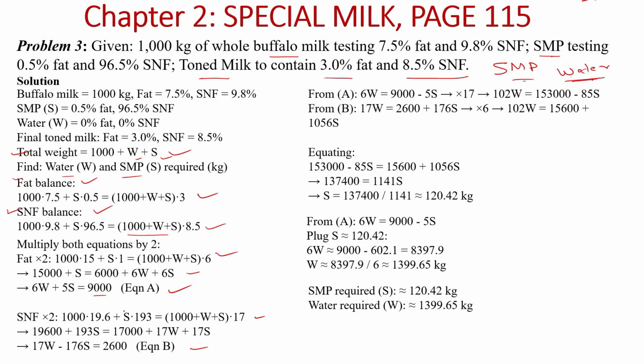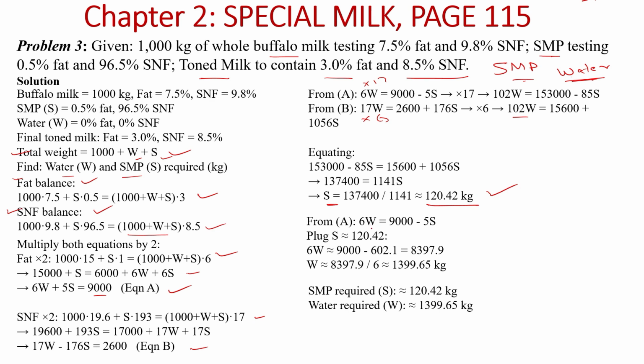Now we have two equations, so we have to eliminate one variable. Here we are eliminating W first. 6W is coming as 9000 minus 5S. To eliminate, we multiply this equation by 17 and this equation by 6. In this way we will have 102W equal to this much, and 102W here equal to 15,600 plus 1056S. Since these two are equal, if we equate them we get the S value, that is, the amount of SMP required is 120.42 kg.